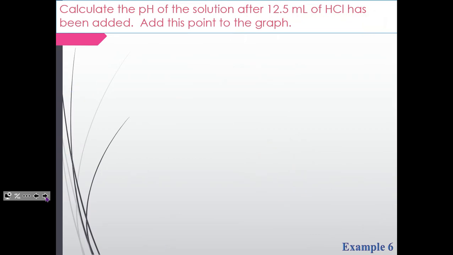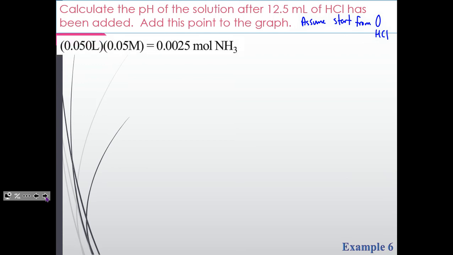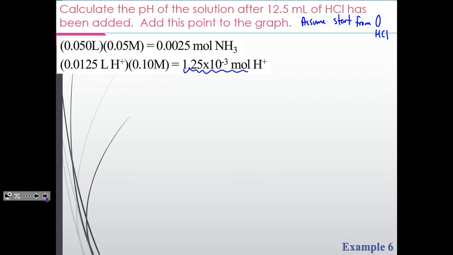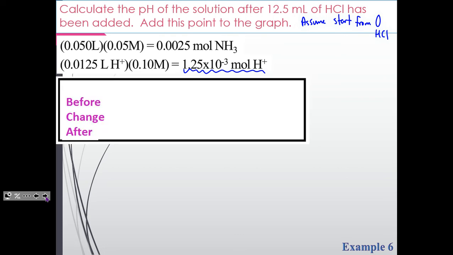Okay, moving right along. We're going to calculate the pH of the solution after 12.5 milliliters of HCl is added. So we're adding even more. And remember, we're going to assume that we're starting the titration from 0 milliliters of HCl addition. Why? Because then we don't have to back calculate anything. And we're just assuming this is how much we've added from 0. Okay, same amount of moles of ammonia to start out with. New amount of H plus moles. Why is it more? Because we've added more strong acid.